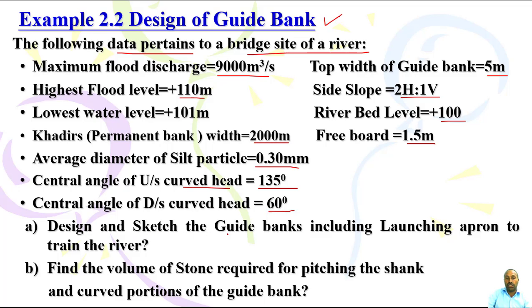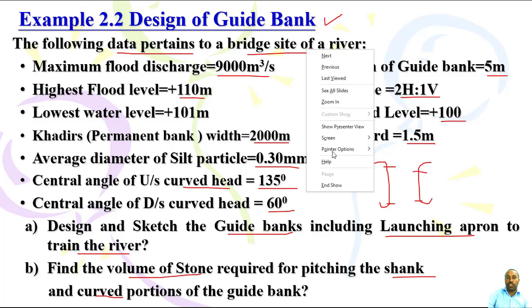So design and sketch the guide banks, including launching apron to train the river, and find the volume of stone required for pitching the shank and the curved portion. The shank portion, which is the straight portion of the guide bank, and also the curved head you have. So guide bank like this, it will be like this. Then we have curved head upstream and downstream. So the straight portion of the guide bank is just the shank portion.